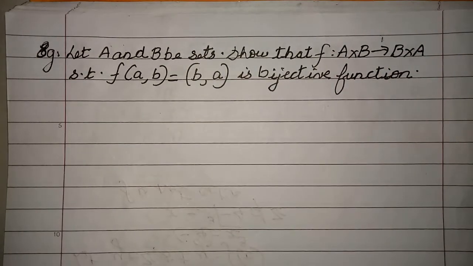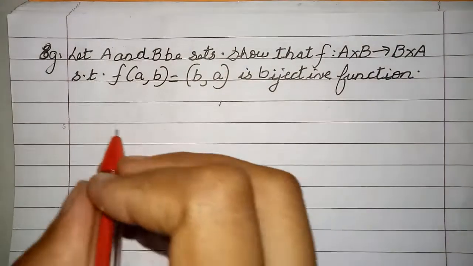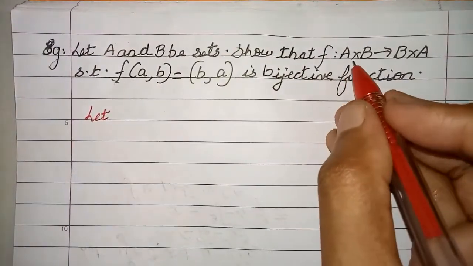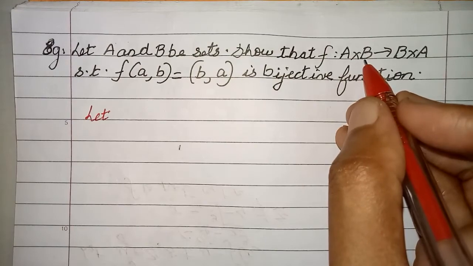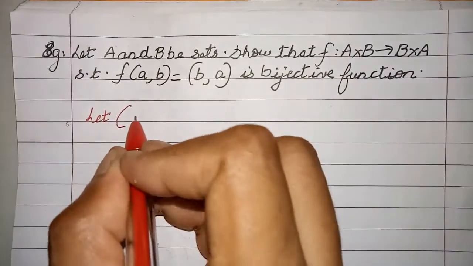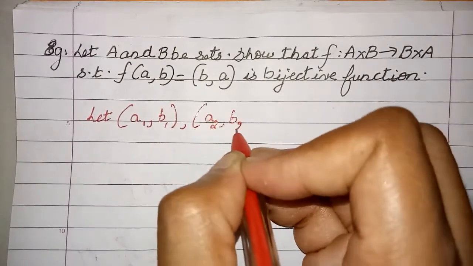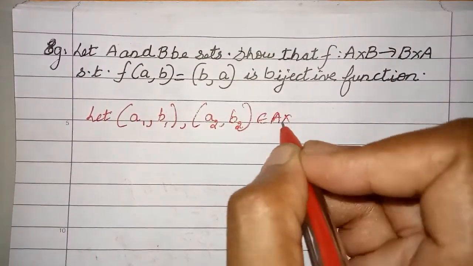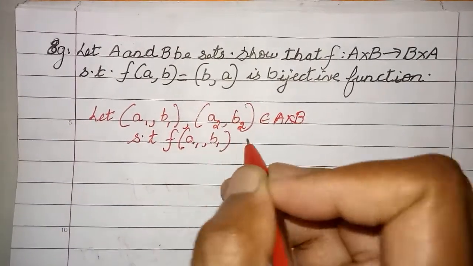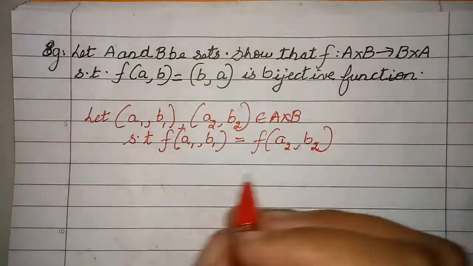So we have to check whether it is 1-1. Not check, they have said that you have to show it explicitly to be a bijective function. So let me start. Since A cross B is a Cartesian product, you know that in Cartesian product all the elements are appearing in the form of an ordered pair. So I am going to take elements, let (A1, B1) and (A2, B2) belong to A cross B such that f of (A1, B1) is same as f of (A2, B2). That is f of x1 equal to f of x2. That is a normal definition.